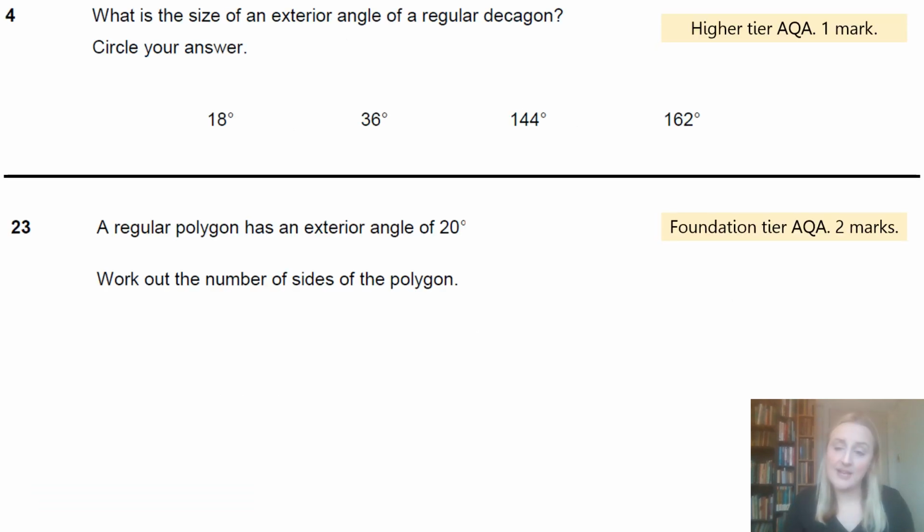Some other questions that have actually come up in angles and polygons. These two examples are both from AQA. The first one's multiple choice. What's the exterior angle of a regular decagon? And then the second one is: a regular polygon has an exterior angle of 20 degrees. Work out the number of sides. They actually both use the same skill. One of them, you could say, is working backwards, and it's a 2-mark question as opposed to a 1-mark multiple choice.